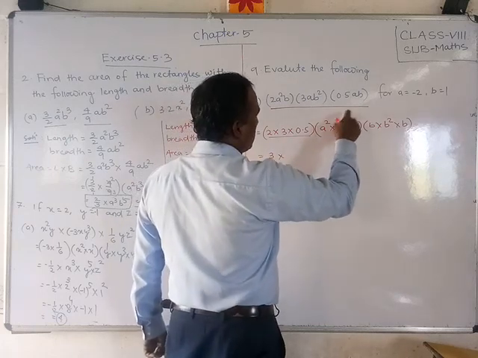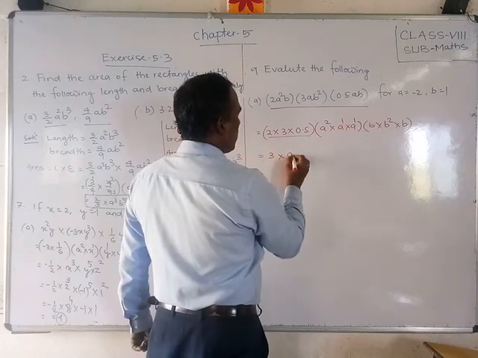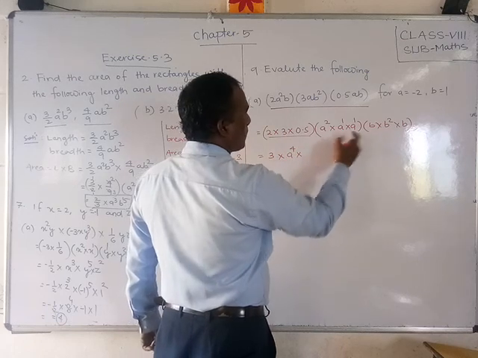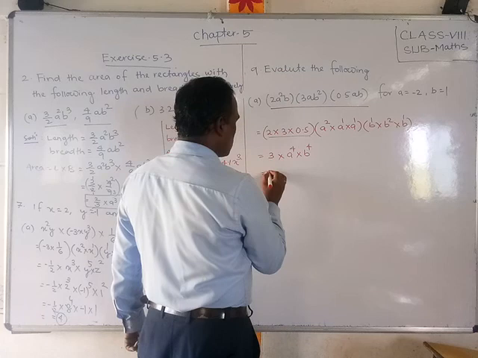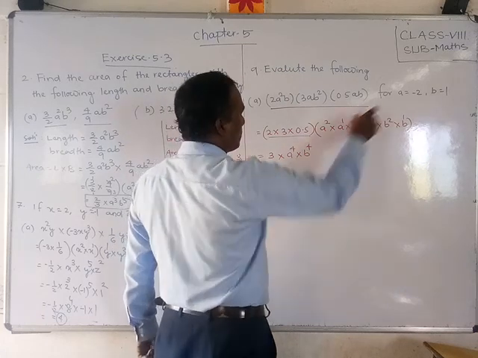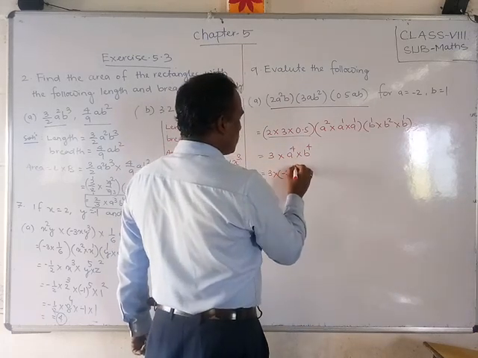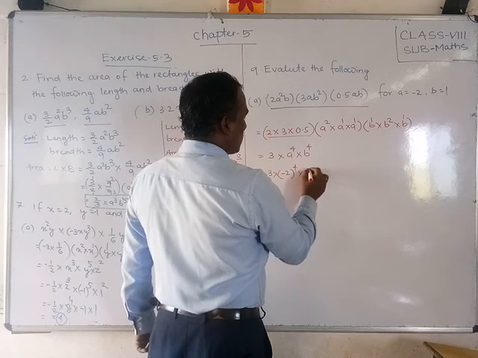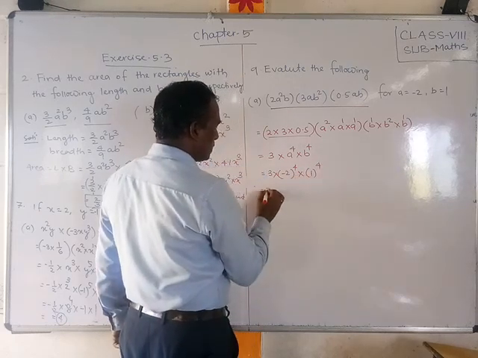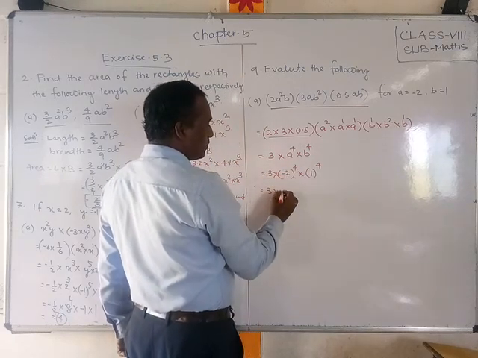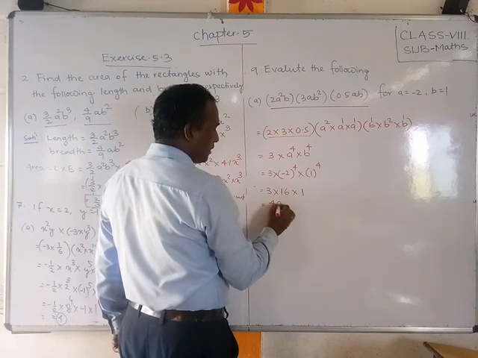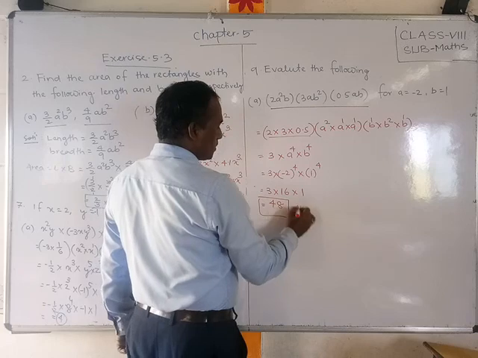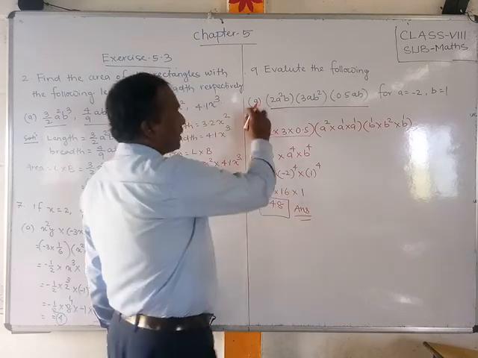a square, here 1, here 1, so a power 4, into b power 4. So it is equal to 3 into a value, how much, students? -2. -2 power 4 into 1 power 4 is equal to 3 times -2 power 4. -2 power 4 means how much, students? 16 into 1 is equal to 48. This is the answer of the first one of the 9th bit.